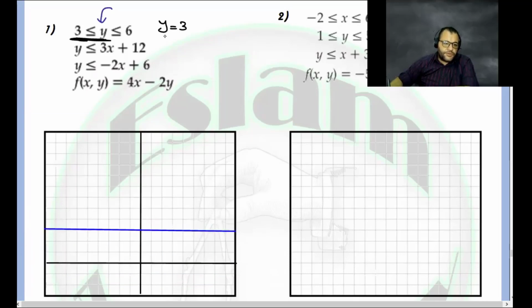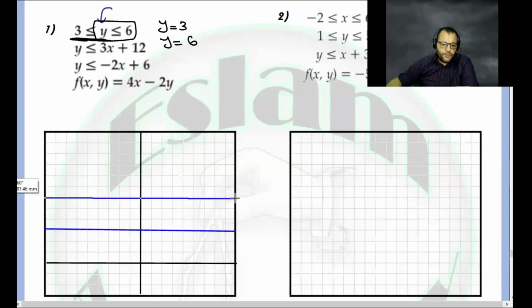The second part, y equals 6. What is the meaning of y equals 6? Represented as a straight line parallel to x that intersects y at the point 6. That would be the second line. So the first equation is y equals 3, and this one is y equals 6. And we need to shade. The solution now is the shaded part between 3 and 6. That's the only part that will be the solution.